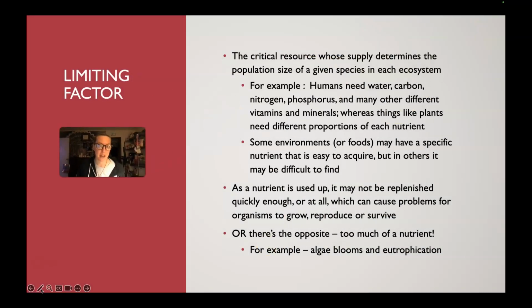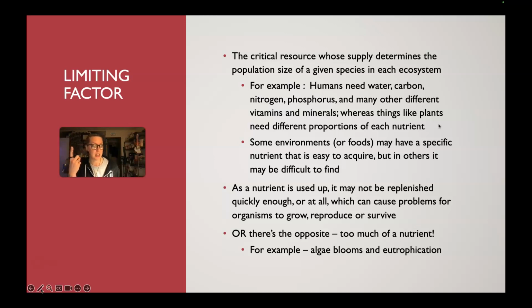So a limiting factor is a critical resource whose supply determines the population size of a given species in each ecosystem. I know it's a bit wordy here, so I'm going to try and break this down as easily as I can. A way that you can think about this is as humans, right? Think about what you need in your day-to-day life to live, thrive, and survive. We, of course, need water. We can only live 3 days without water, right?